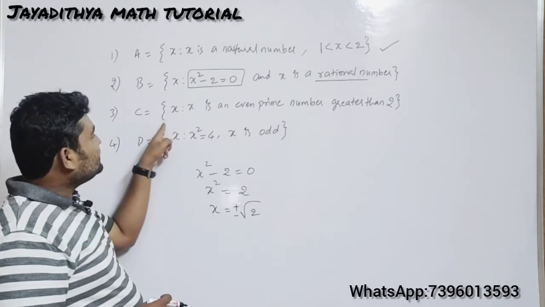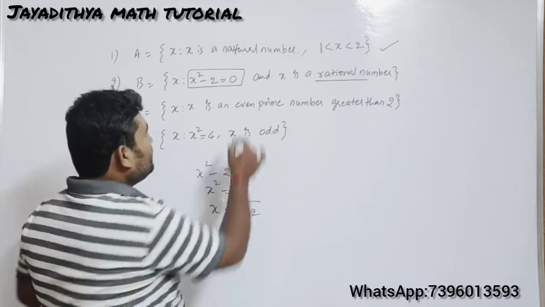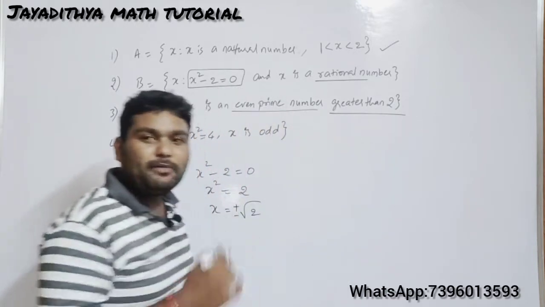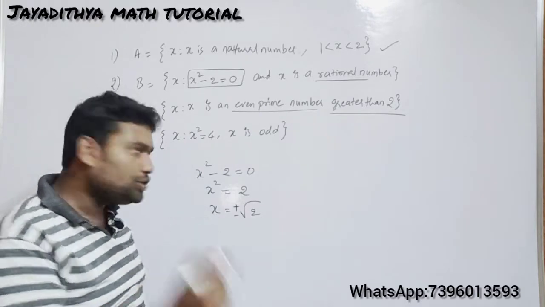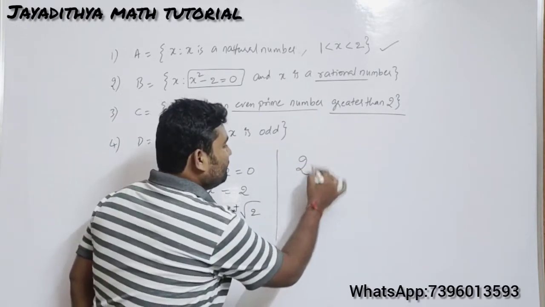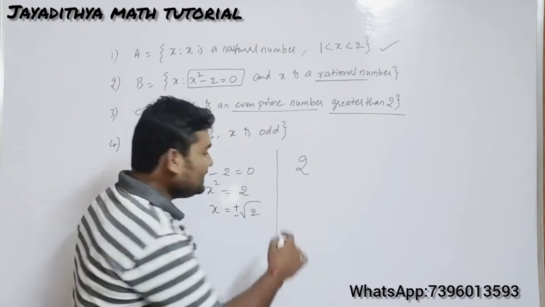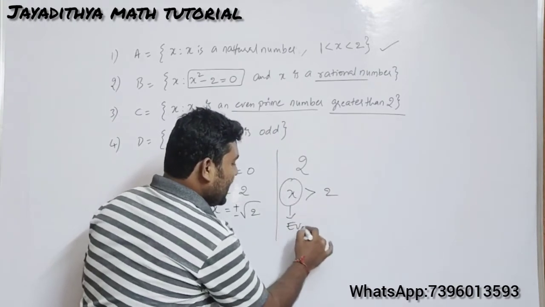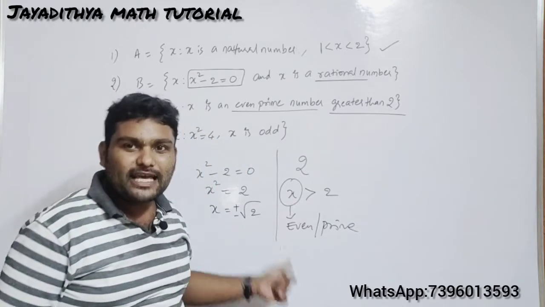See, the set of all x such that x is an even prime number greater than 2. Okay, up to here it's fine. Actually we have only one even prime number, that is 2. So we have only one even prime, that is nothing but 2. So x must be greater than 2, and x must be even and also prime. Is this case possible here?